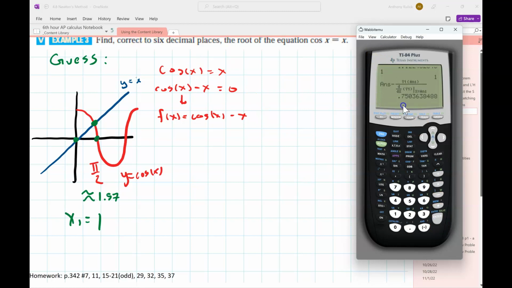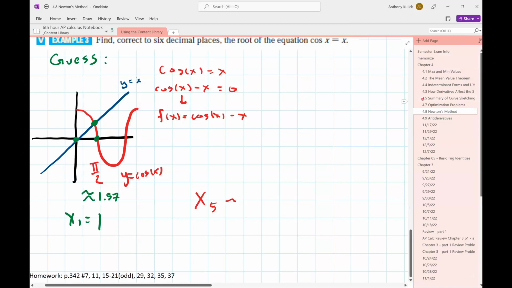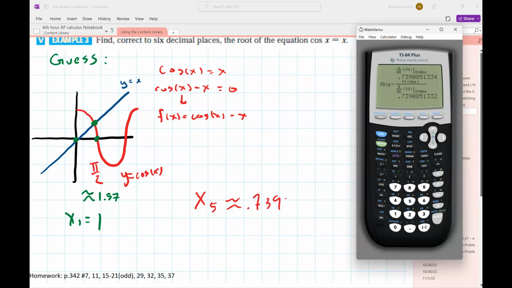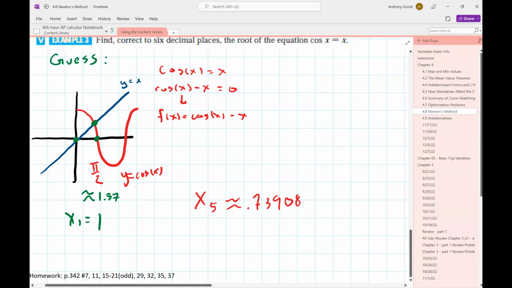We want 6 decimal places correct. So what do we got here? 1 decimal place correct. Now I got 3 decimal places correct. And now I got 7 decimal places correct, or 8 decimal places correct, or 9 even, I'm sorry. So I'd be done here at 0.739085. I think that was the 5th one. 0.739, was it 085? Yeah. That's the gist of it.